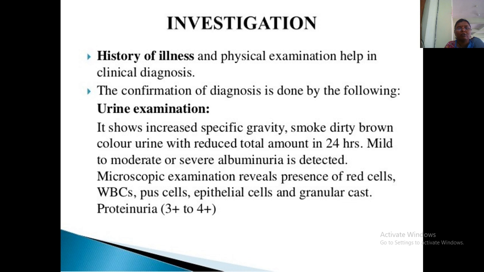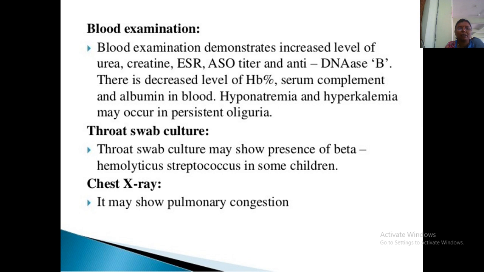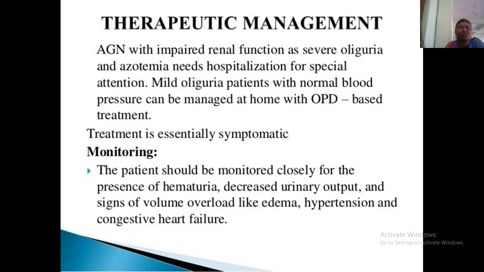Investigations: routine urine examination, which shows proteinuria 3+ and 4+; blood examination; throat swab culture to elicit the presence of beta hemolytic streptococcus; chest x-ray may show pulmonary congestion.